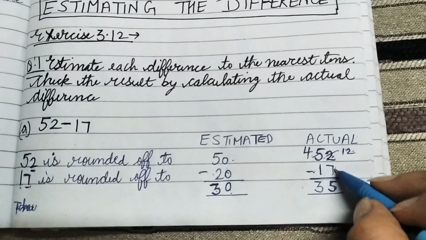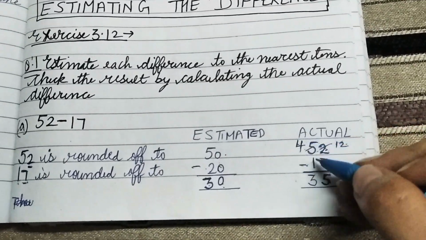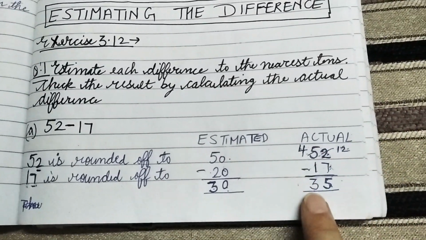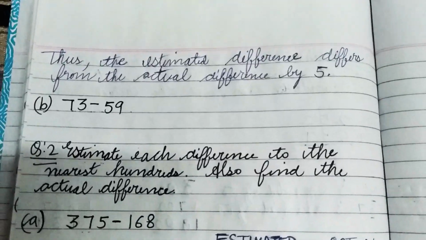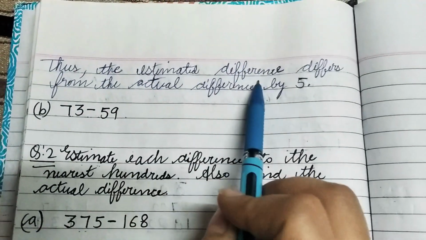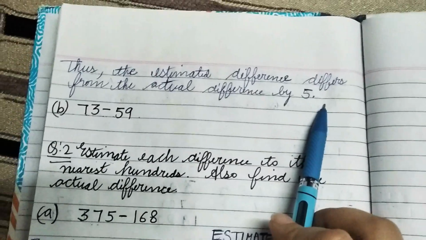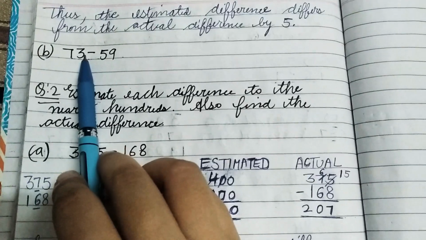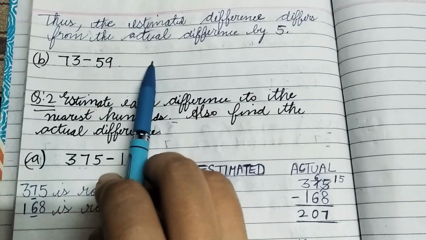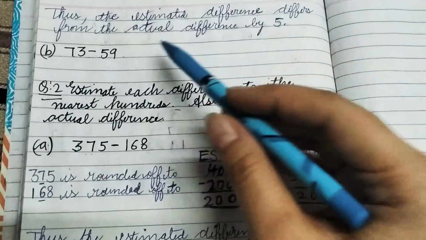So 12 minus 7 is 5. Then 4 minus 1 is 3. That means my actual difference is 35. The estimated difference differs from the actual difference by 5. I hope you have understood. B part you will try on your own. 73 minus 59. Okay. Similarly you will try this part also.